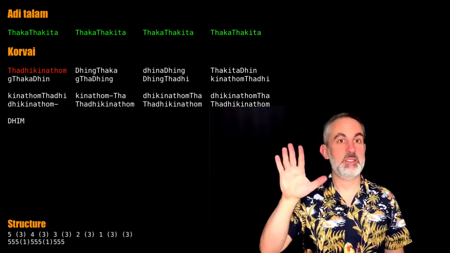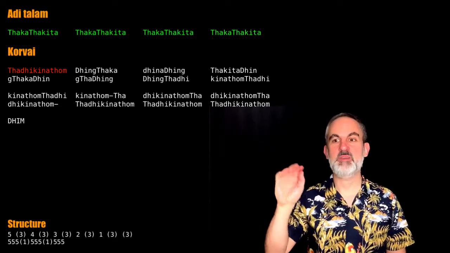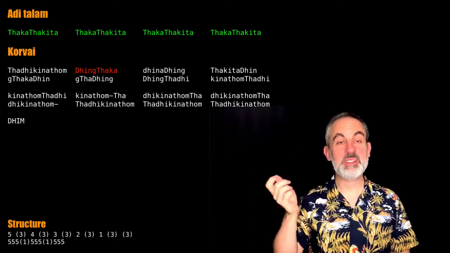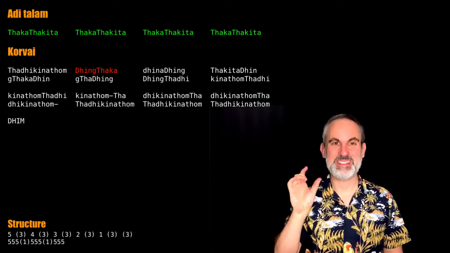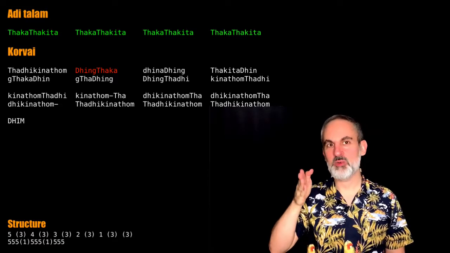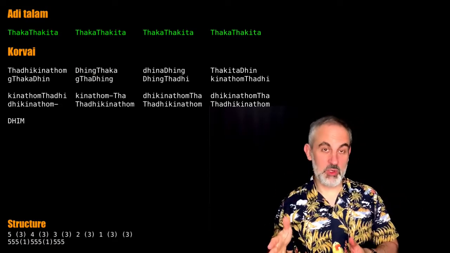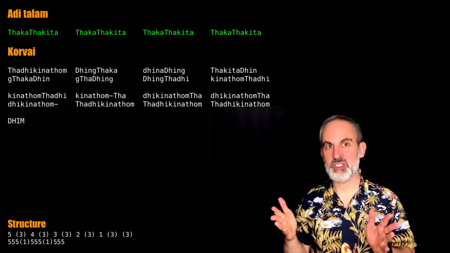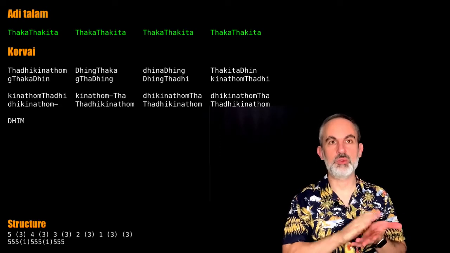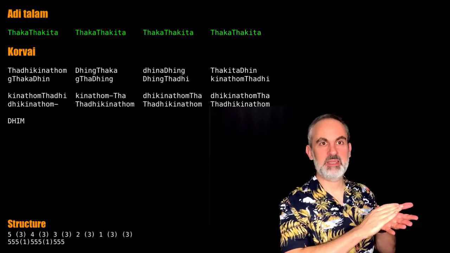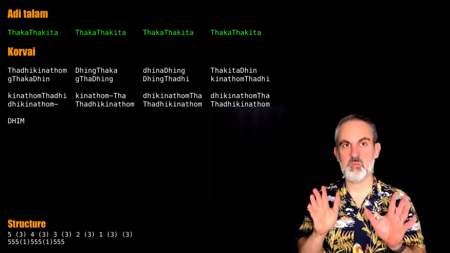The first beat is Thadhikinathom, fine, a phrase for 5 with a subdivision of 5, but then we have Dhing Thaka. So it means that we have the gap for 3 and then the beginning of the phrase for 4, which is Thakadhin. So you see already there we are starting our phrase for 4 not on the downbeat, and this is when it becomes challenging. But in order to help us, what we do is subdivide into groups of 2 plus 3. So we count like this: 1, 2, 1, 2, 3, 1, 2, 1, 2, 3, 1, 2, 1, 2, 3. That's going to make it much easier.